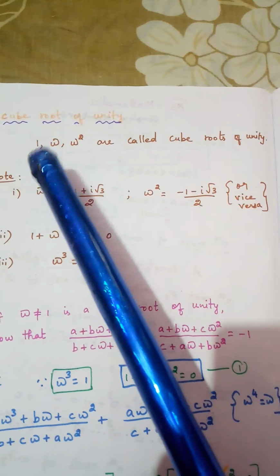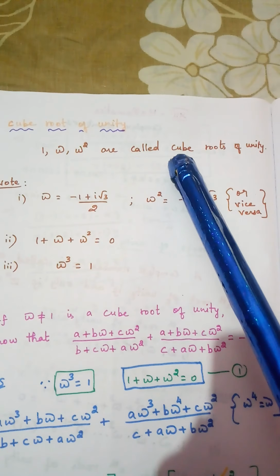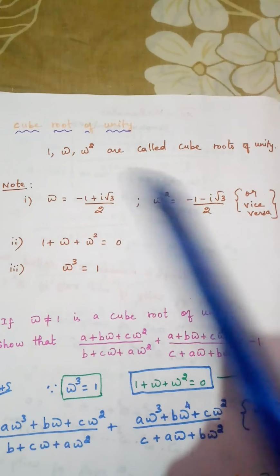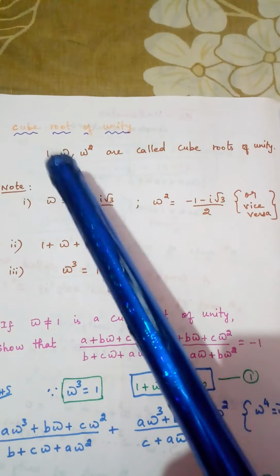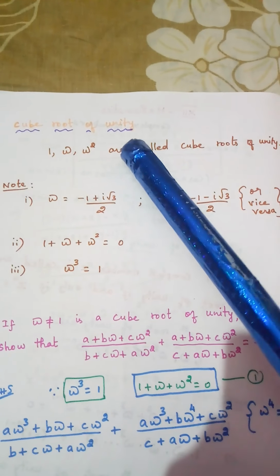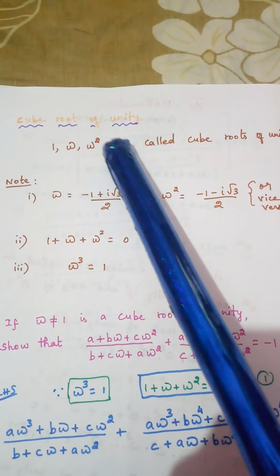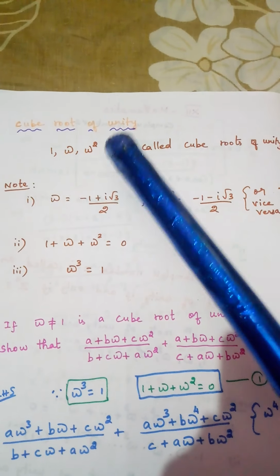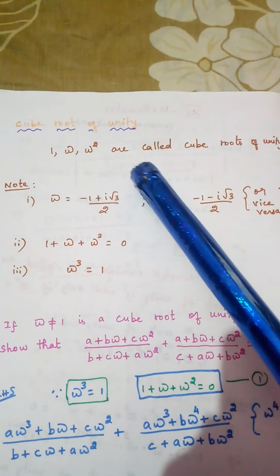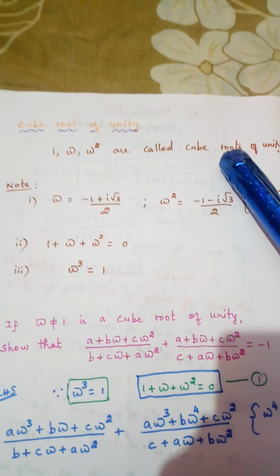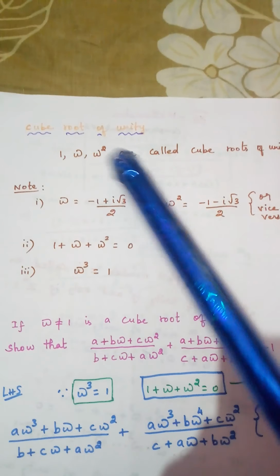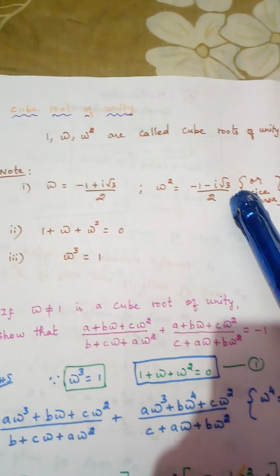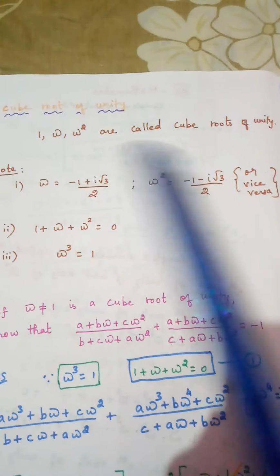So what you should know, 1, omega, omega square can be called cube roots of unity, where omega and omega square values are these. Nth root of unity means it will go 1, omega, omega square up to omega power n minus 1. Cube root means it will stop at omega square. Can you imagine what is fourth root of unity? It will stop at omega power 3. 1, omega, omega square, omega power 3 means fourth root of unity. This is called cube root of unity, where omega and omega square values are given as complex numbers like this. Vice versa means the values can be interchanged.